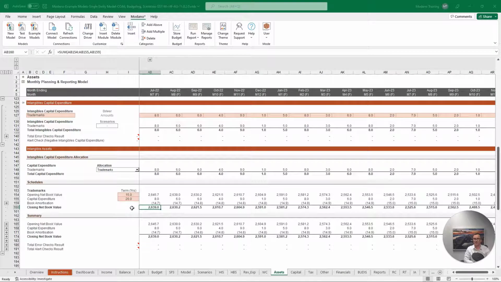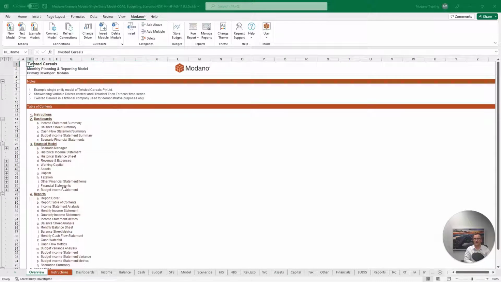Hopping back to our example, if we want to see our capital expenditure of 8.0 hitting our cash flow statement, our book amortization of 14.7 hitting our income statement, and our closing balance of 2639.0 hitting our balance sheet, we can then head back to our table of contents and activate our financial statements.